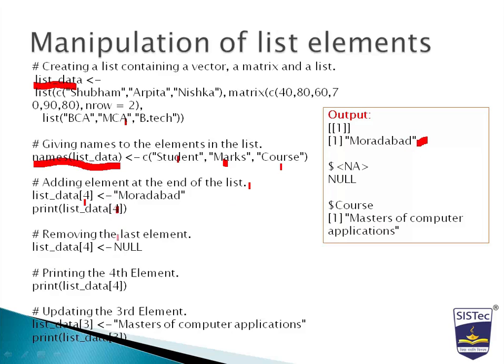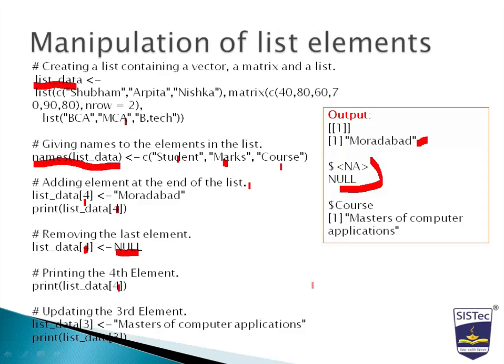If we want to remove this, then we can just assign list data index 4 element as null. Now the fourth element was Muradabad and it is replaced by null. Now when we display this fourth element again, it displays null because Muradabad is replaced with the null value.